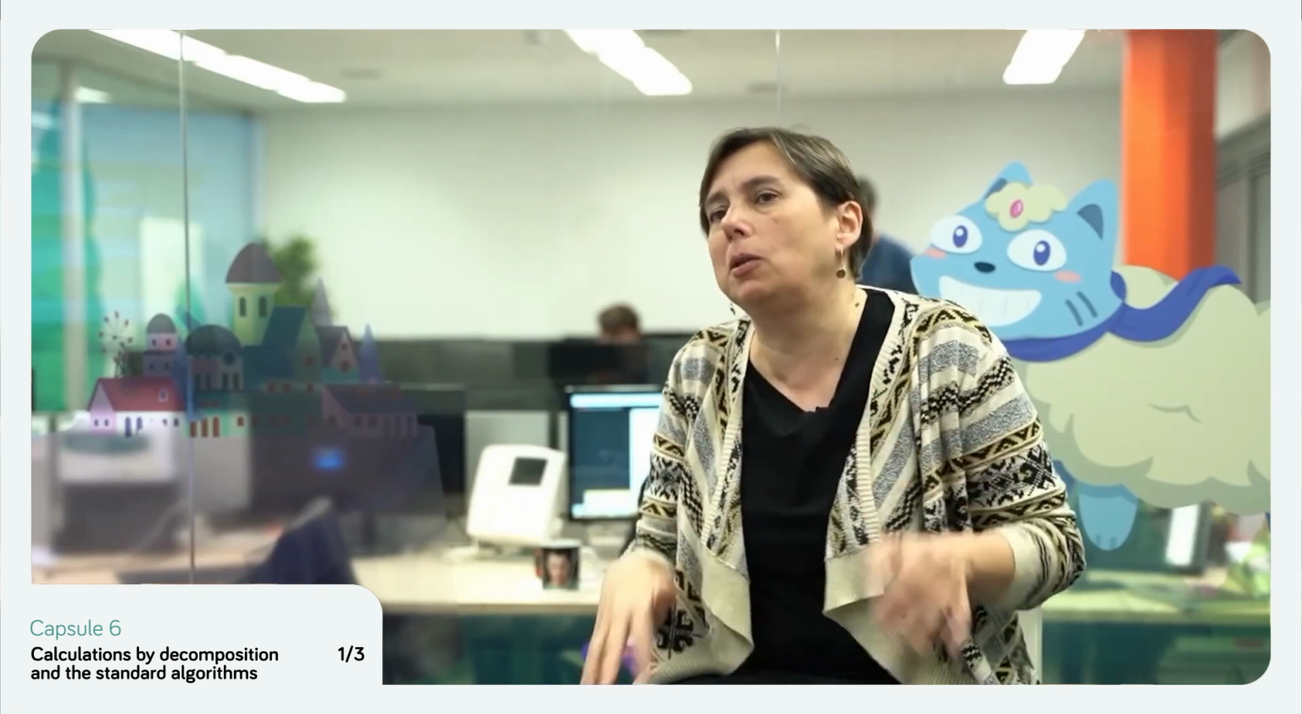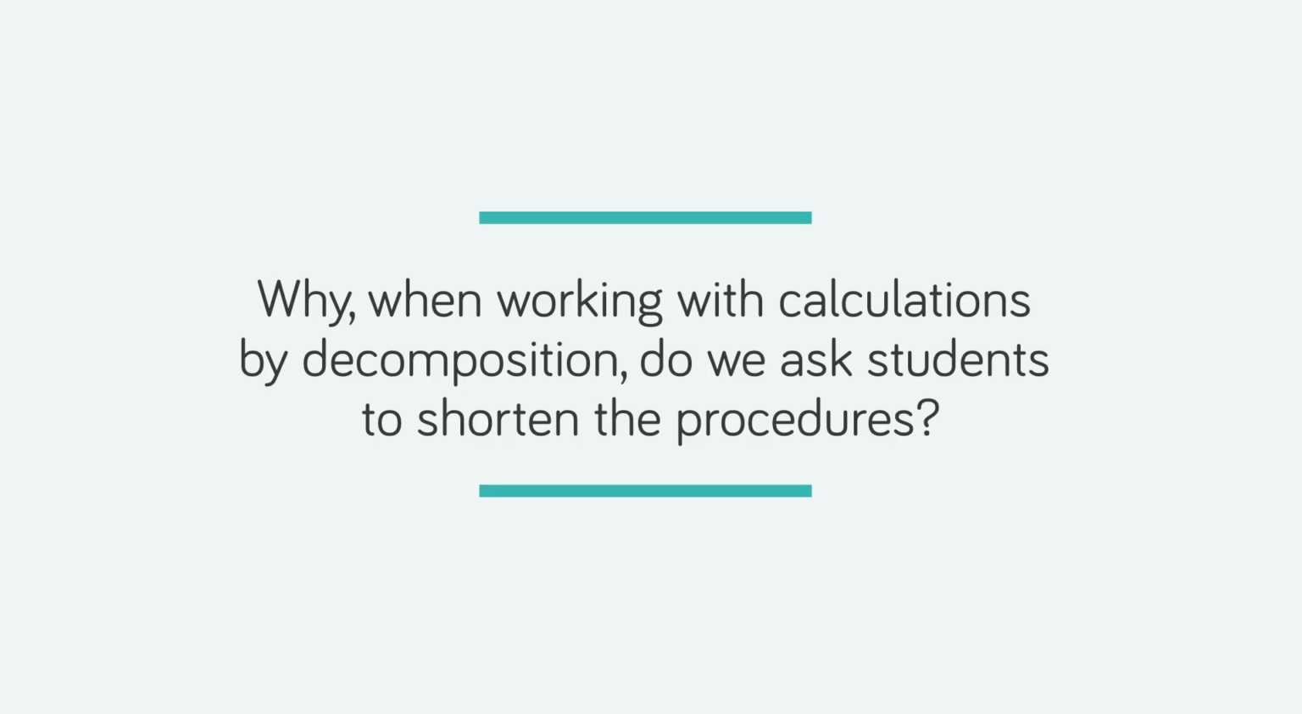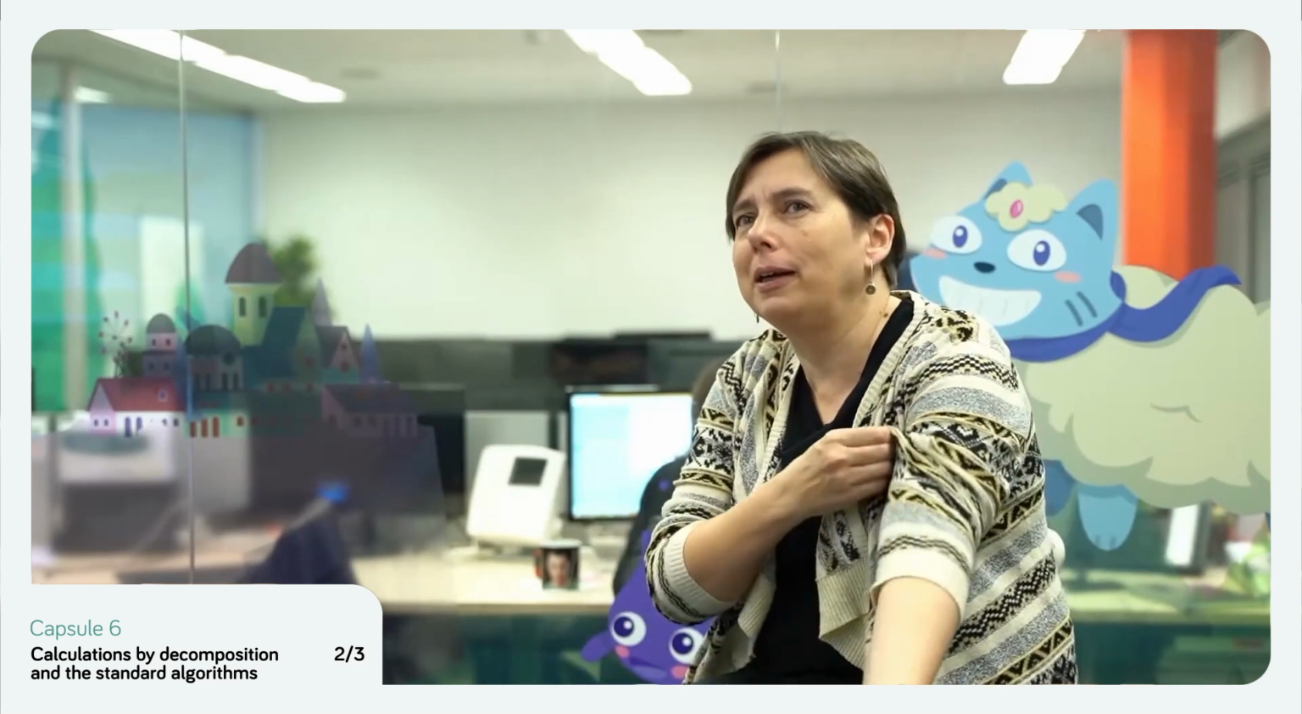Therefore, we have to have the two things clear, correct? The benefits of one and of the other. But we have highlighted three differences which seem to us to be fundamental between one type of algorithm and the other. Why, when working with calculations by decomposition, do we ask students to shorten their processes? It's a key theme in the topics of this capsule.